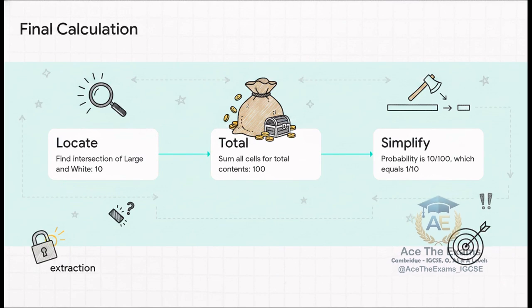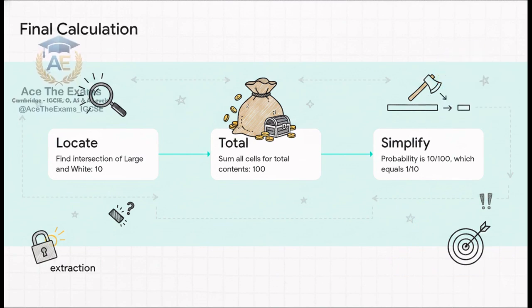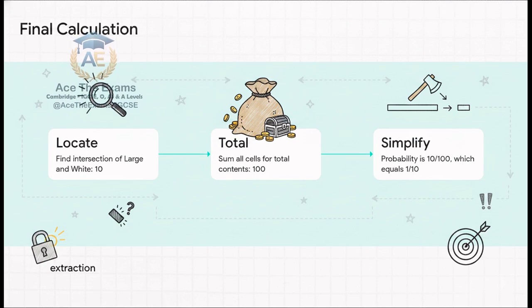Let's write up the final explanation. Step 1. We located the L row and white column intersection, which is 10. Step 2. We already summed every single cell to find the total box contents, which is 100. Step 3. We construct the probability, the target over the total, 10 divided by 100. But a master thief never leaves a messy scene, right? We simplify. 10 over 100 simplifies beautifully to 1 over 10.